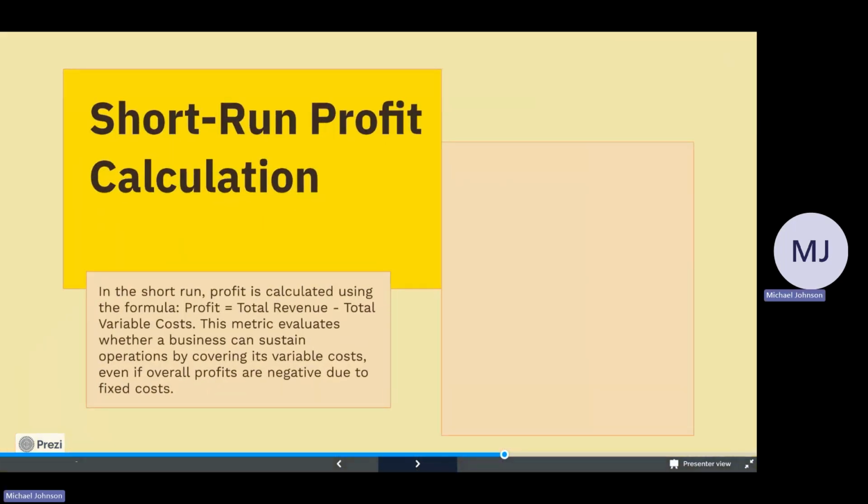Short-run profit calculations. In the short run, profit is calculated using the formula profit equals total revenue minus total variable costs. This metric evaluates whether a business can sustain operations by covering its variable costs, even if overall profits are negative due to fixed costs.